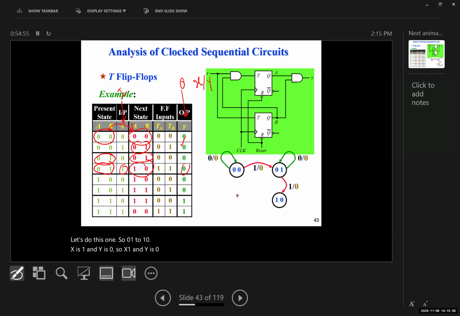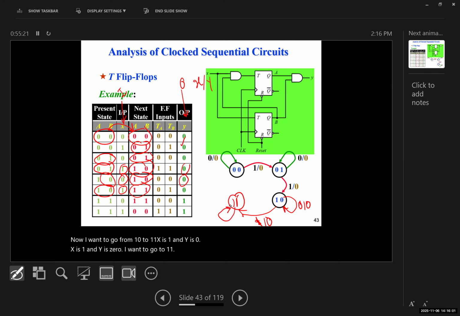Now I want to go from 1, 0 to 1, 1. Again, I'm sorry, 1, 0 to 1, 0 first. 1, 0 to 1, 0, X is 0, and Y is 0. Now I want to go from 1, 0 to 1, 1. X is 1 and Y is 0. I want to go to 1, 1.